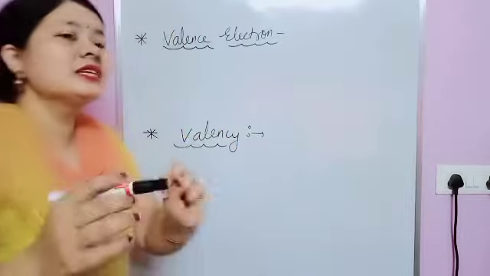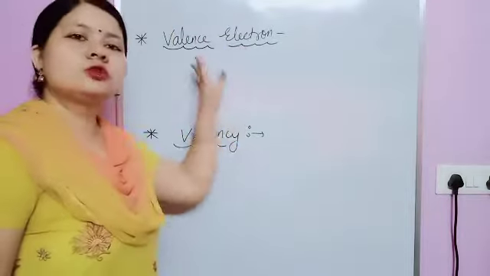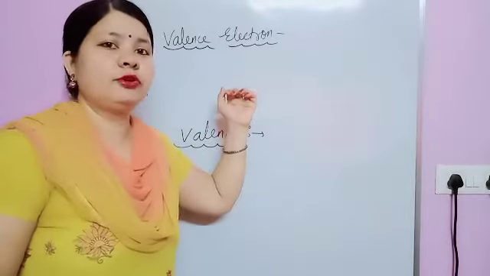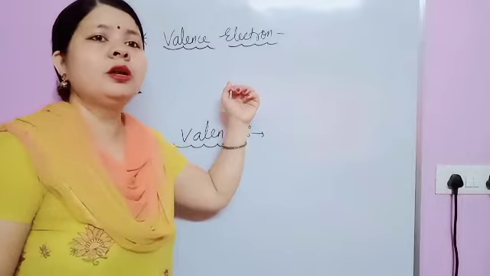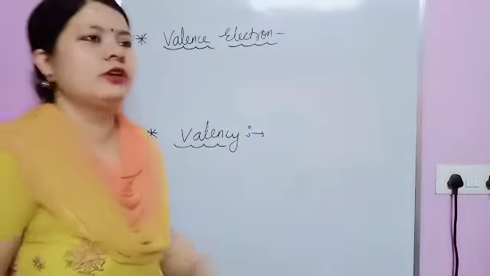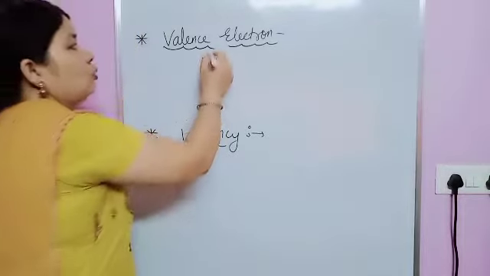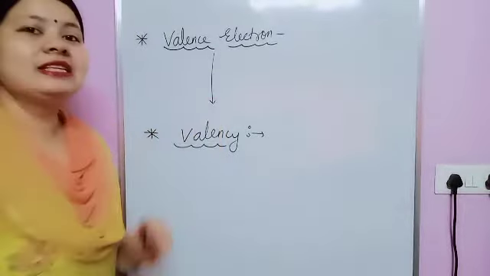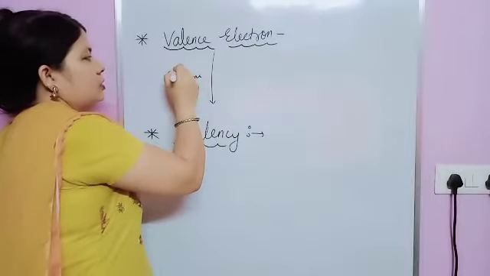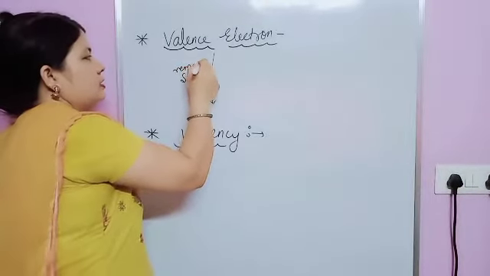Okay, so in case this definition is clear to you, this is very important for your next chapter, chemical bonding. It's the fourth chapter, so that is very important. You should know valency and valence electron. Now, down the group, valence electron remains the same.